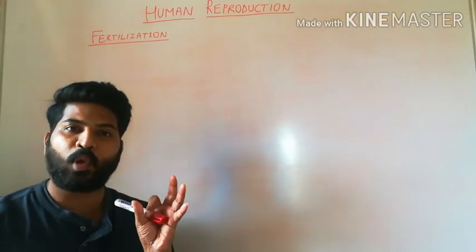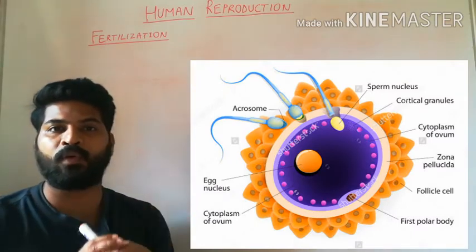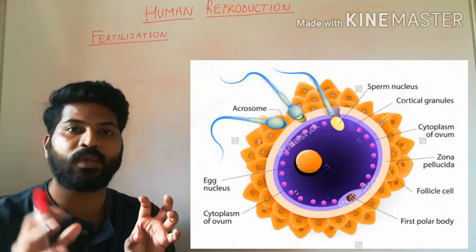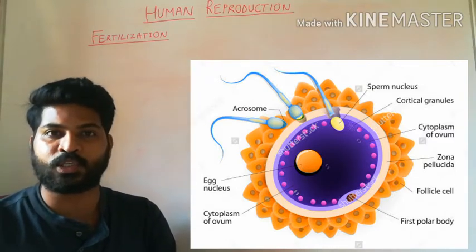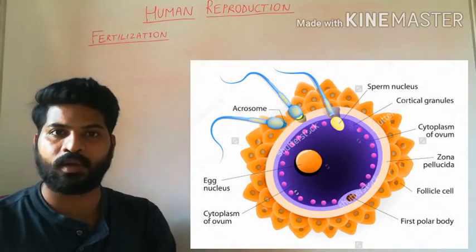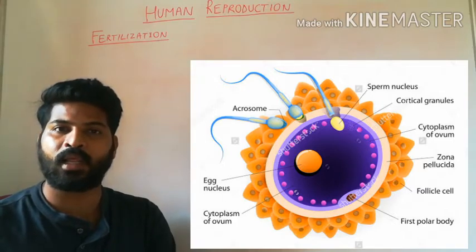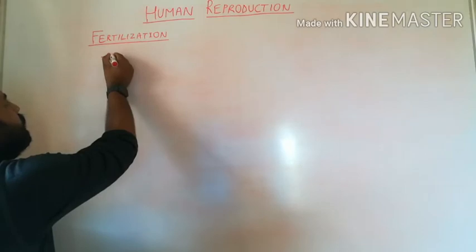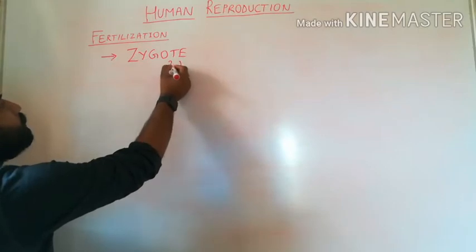The haploid nucleus of the sperm head will now enter into the cytoplasm of the ovum, wherein the sperm nucleus will fuse with the ootid nucleus. This is what is called fertilization. This will result in the production of a diploid zygote. What happens to the first and second polar body is not known until now. So the end product of fertilization is the formation of a diploid zygote.